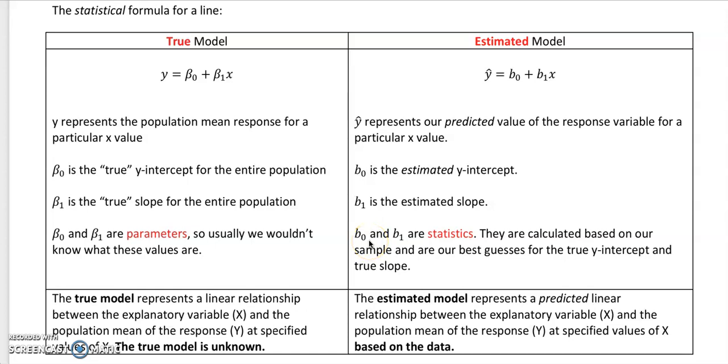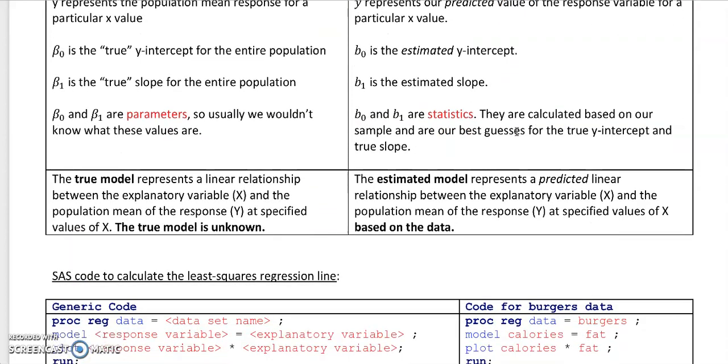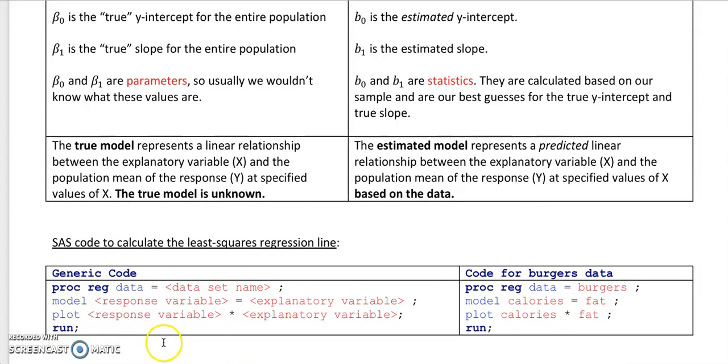For part 2 of Notes 19, let's look at how we can use SAS to find this estimated model that gives us the best line that we can fit for a data set. All right, so here is the generic code.